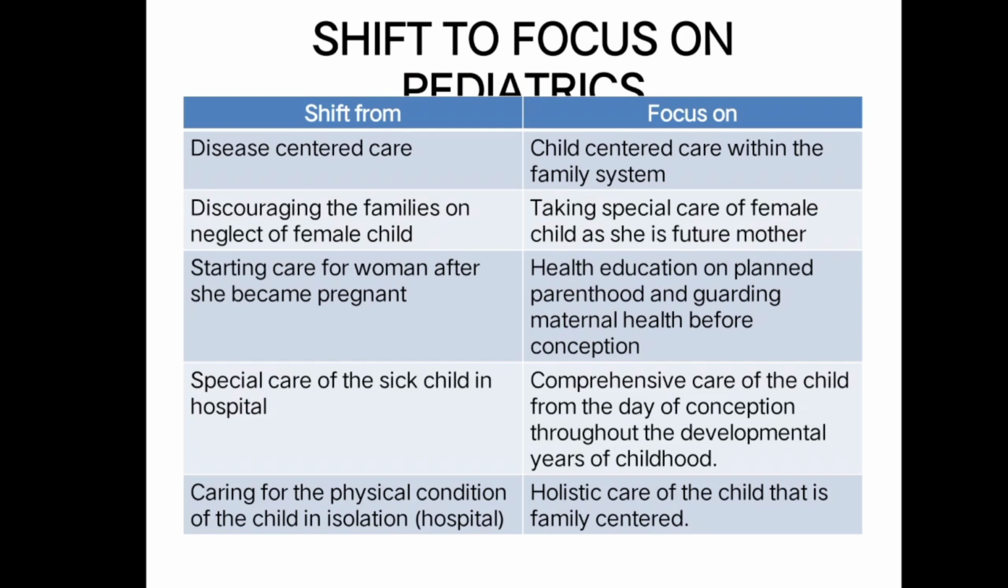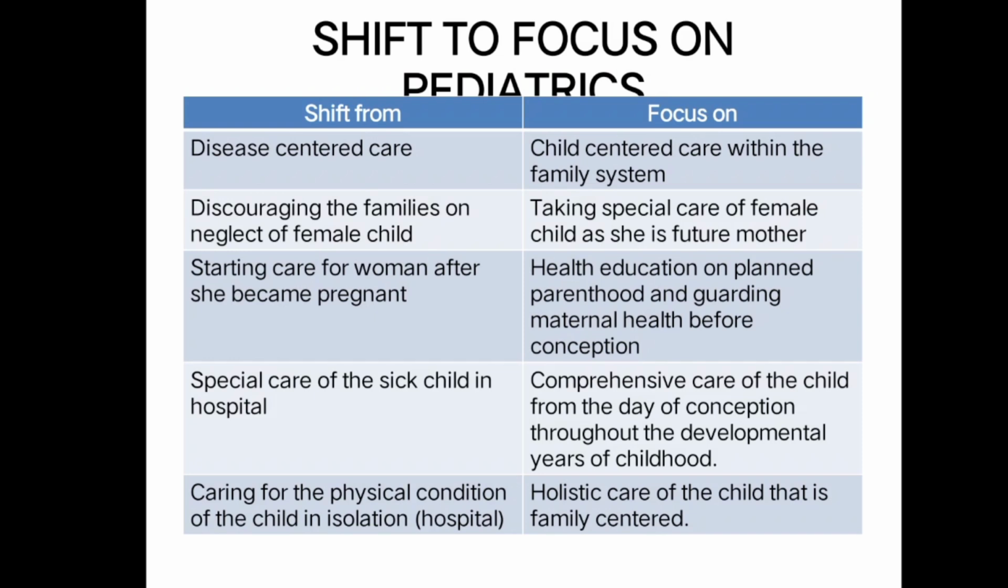Next is discouraging the families on neglect of the female child. Before, we were not intervening much on female feticide, and also some of the family members would neglect the female children. But now we are taking various measures to protect the female child, and also we are doing nutrition surveillance and health promotion, especially for the female child.